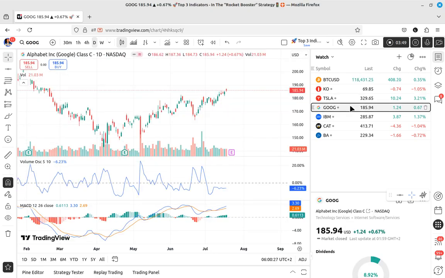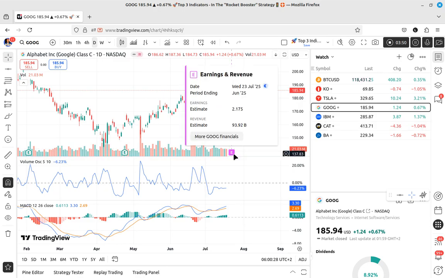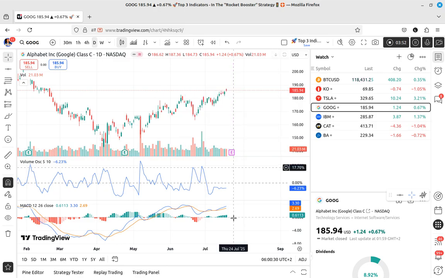Let's look at Google. Same with Google, we have an earnings report next week in the evening. Bullish sign on the MACD, which is very good. We're still waiting for that volume spike to cross zero. When the volume crosses zero, then we have a breakout on the volume.